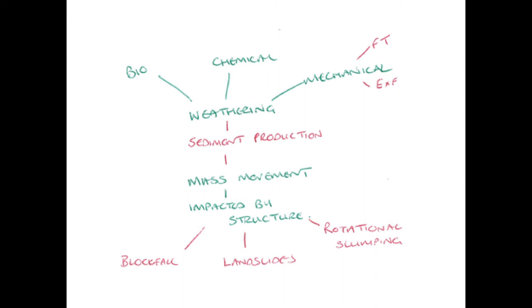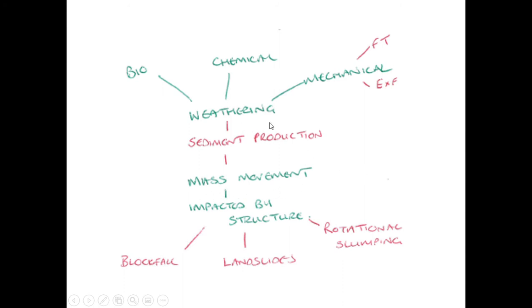And then we have mechanical, which could be freeze thaw in certain climates or exfoliation, particularly in those layered rocks where the rock heats up and the outer layers will crack because it's not very flexible. We then also have mass movement, which is the material moved down by gravity.